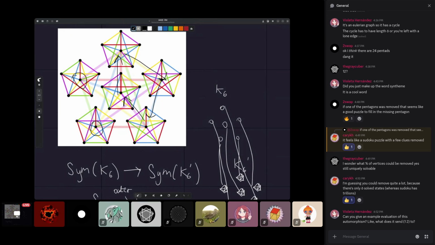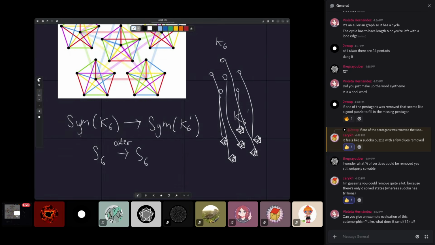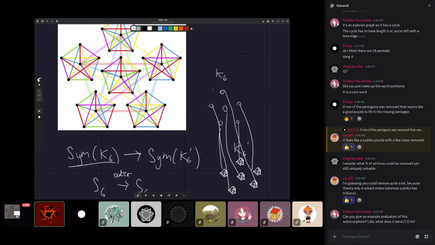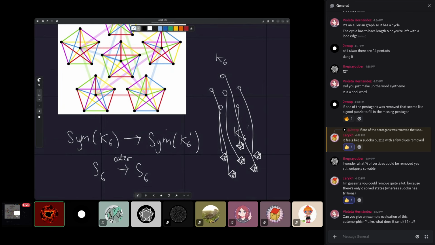Could you explain more than what the map between them is? What do you mean by the map between them? Like the S6 to S6 prime? Yeah, so S6 is a permutation of the 6 points, and S6 prime is a permutation of the 6 pentads. So we have a function which takes a permutation of the points and gives you a permutation of the pentads.